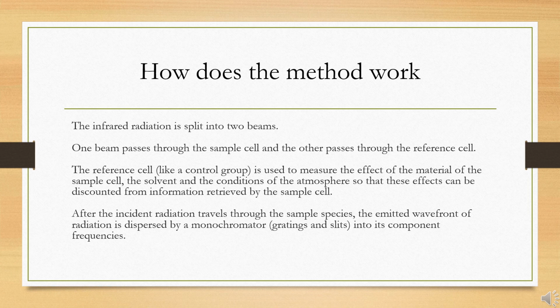The reference cell is used to measure the effect of the material of the sample cell, the solvent, and the conditions of the atmosphere, so that these effects can be discounted from information retrieved by the sample cell. After the incident radiation travels through the sample species, the emitted wavefront of radiation is dispersed by a monochromator into its component frequencies. A combination of gratings with variable slit mechanisms, mirrors, and filters comprise the dispersive system.